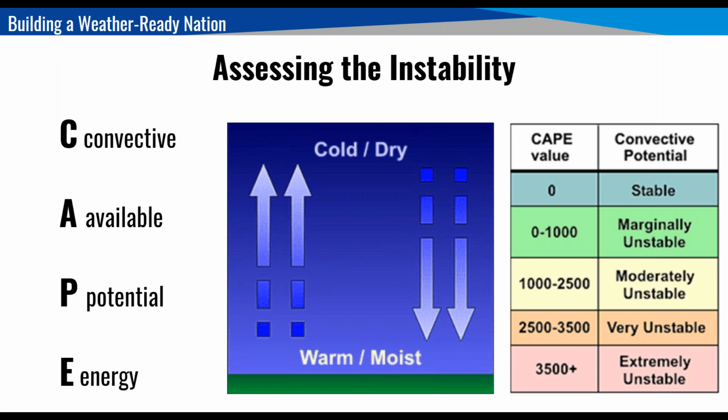You can see on this graph on the right-hand image that anywhere around 1,000 to 2,500 CAPE value, we're generally moderately unstable. But once you start to push 2,500 to 3,000, that's when we start to talk about a very unstable atmosphere conducive for thunderstorms and possibly severe weather.